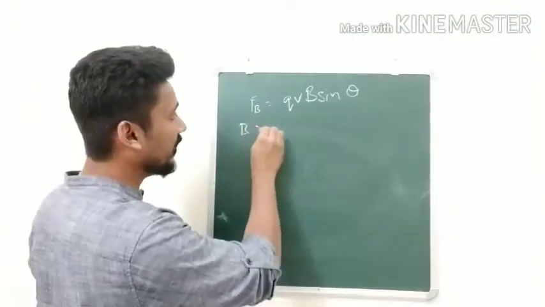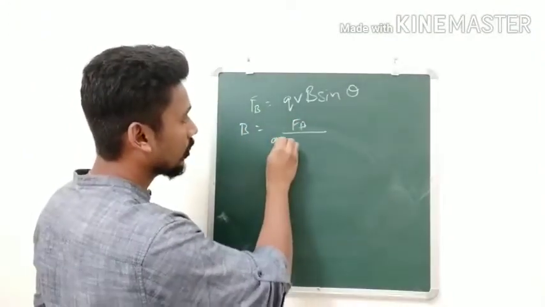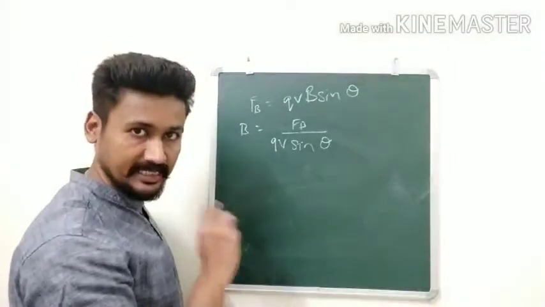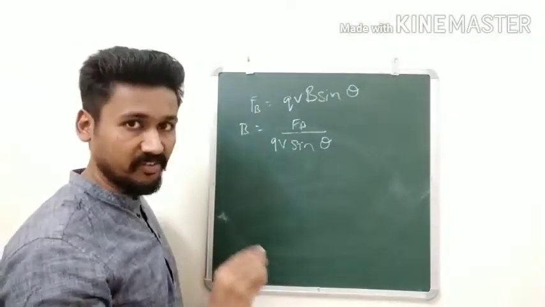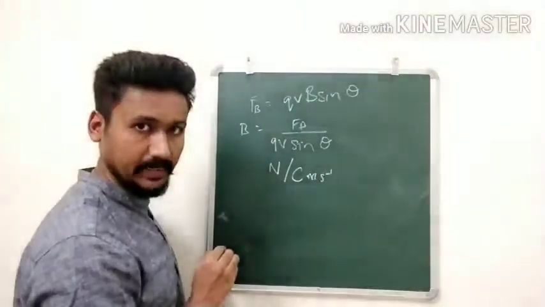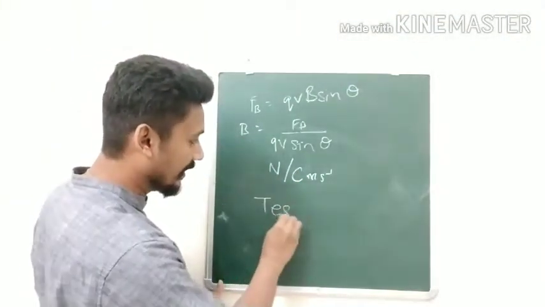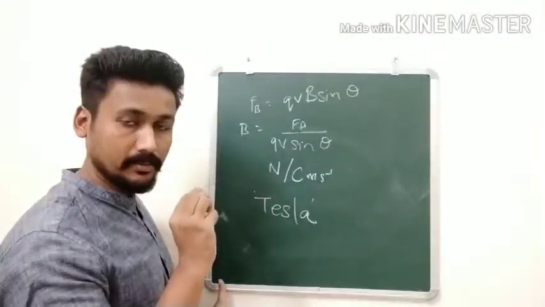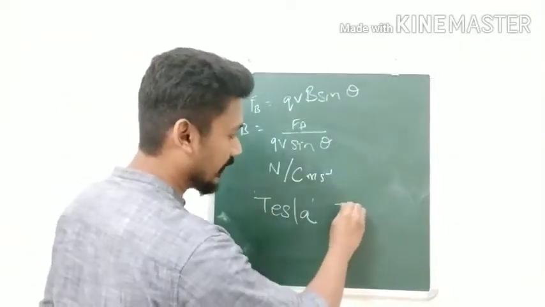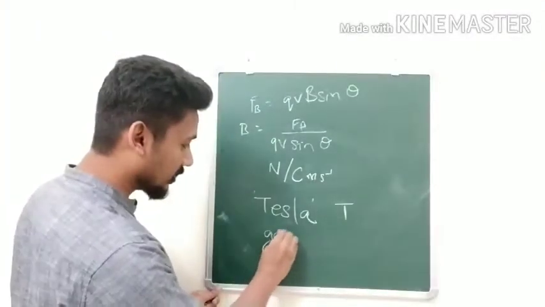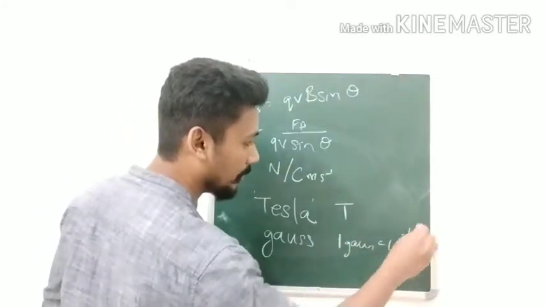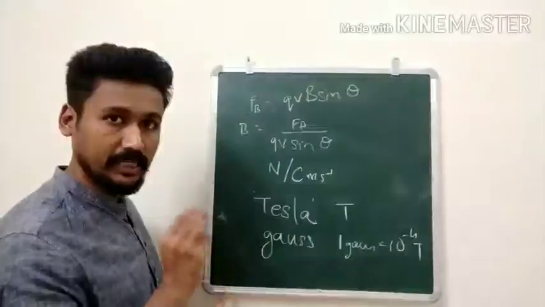So we can write the formula for magnetic force as FB is equal to QVB sin theta, or you can write B is equal to FB upon QV sin theta. SI unit of force is Newton, charge is Coulomb, velocity is meter per second. So from that you can find out a unit for magnetic field. You will get it as Newton per Coulomb meter per second, or it is actually called Tesla. So the SI unit of magnetic field is Tesla. Remember this, that is the SI unit. Tesla is denoted by the symbol capital T. There is a smaller unit which is called Gauss. 1 Gauss is equal to 10 to the power minus 4 Tesla. That is a smaller unit of magnetic field.